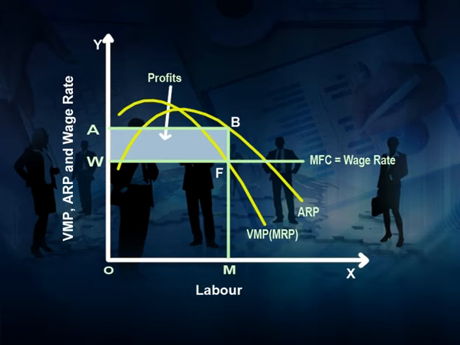This figure shows the equilibrium position of a firm in the short run. The firm is in equilibrium when it employs OM number of labor, where the VMPL is equal to wage rate OW. However, at OM level of employment, the average revenue product of labor, ARPL, is BM, which is higher than wage rate OW by AW or BF. Thus, the firm is making supernormal profits equivalent to ABFW.